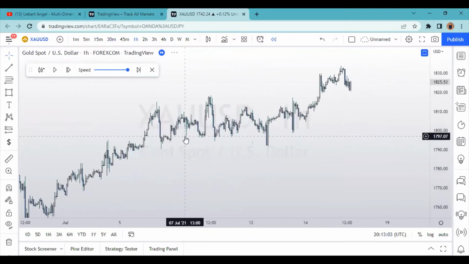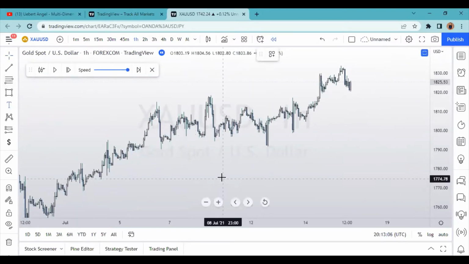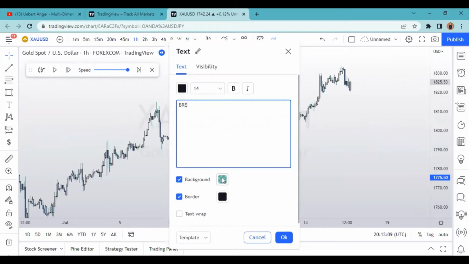So now this type of entry is called the break and retest. Okay, and I'm majorly going to be looking for key levels. Key levels are where support turns resistance, and vice versa. Okay. And resistance turns support.